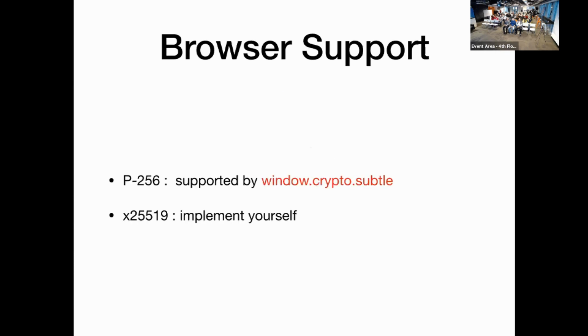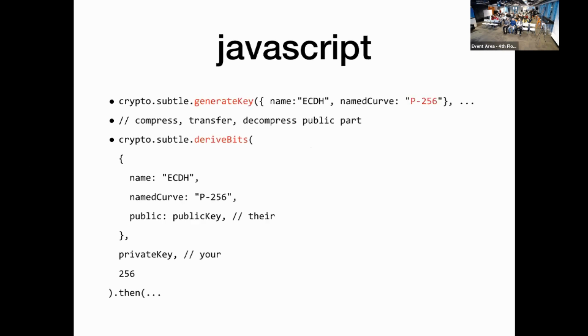So that's your choice. Use P256, which is natively supported by a web browser, or use this one, but then you have to include some libraries. This is how you would do it with JavaScript with P256. Use this generate key, get the key compressed, transfer, decompress, like I described, then use the other function to derive the key out of the public part and private part that you have.